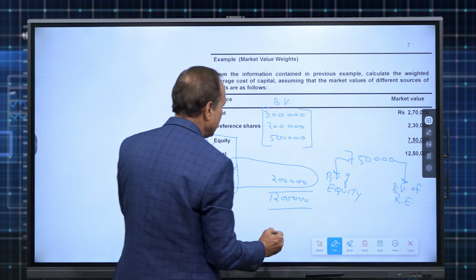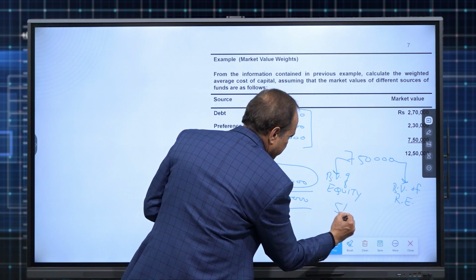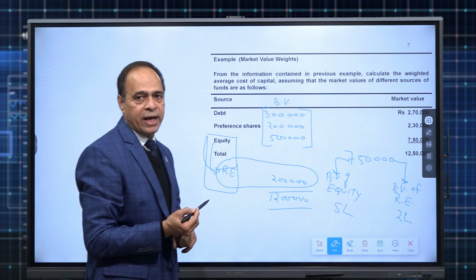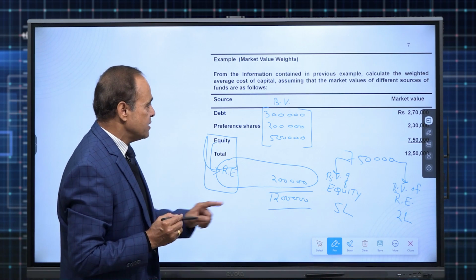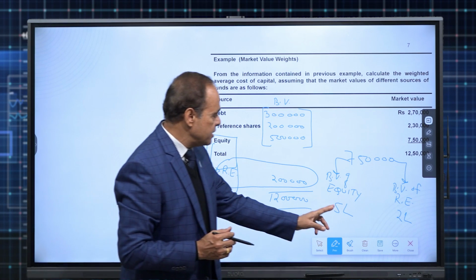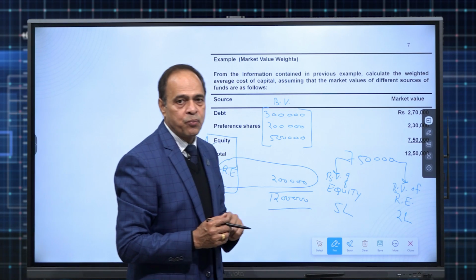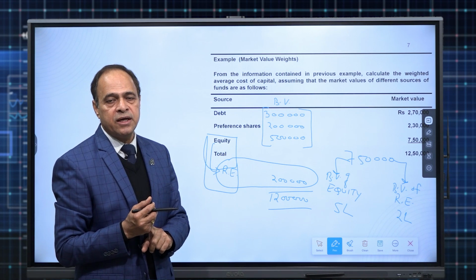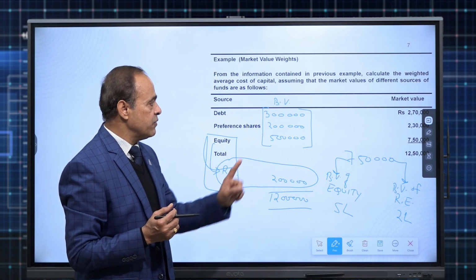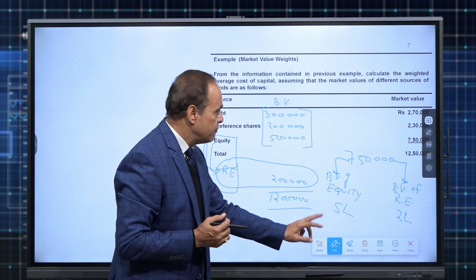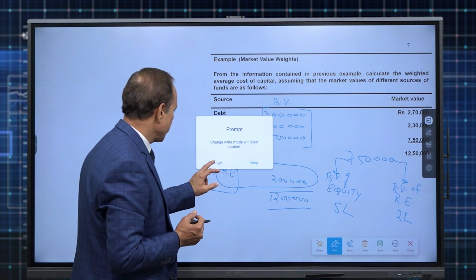Now what was the book value of equity? 5 lakh. What was the book value of retained earning? 2 lakh. So what we will be doing? This 7,50,000 is to be split into two parts, exactly in the proportion of 5:2. So that will be the individual representation of equity and retained earning in the market value of 7,50,000. So let us proceed solving this example. We have to remember the figures.